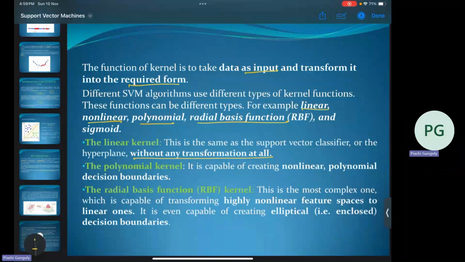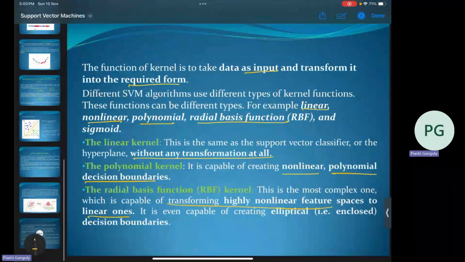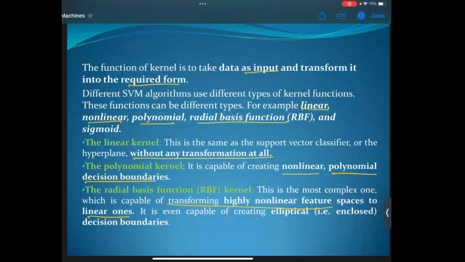The polynomial kernel is capable of creating nonlinear polynomial decision boundaries. And the radial basis function, also called the RBF kernel, is the most complex one, capable of transforming highly nonlinear feature spaces into linear ones. It is also capable of creating elliptical, or enclosed, decision boundaries. These are the most famous kernel functions used in SVM algorithms to separate nonlinearly separable data points. We will move on with this in our next video.